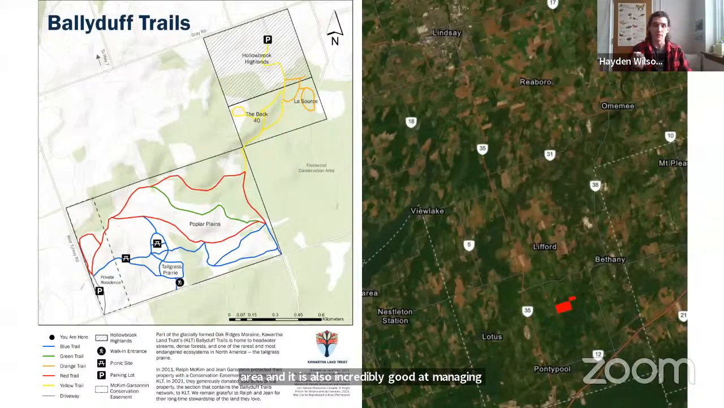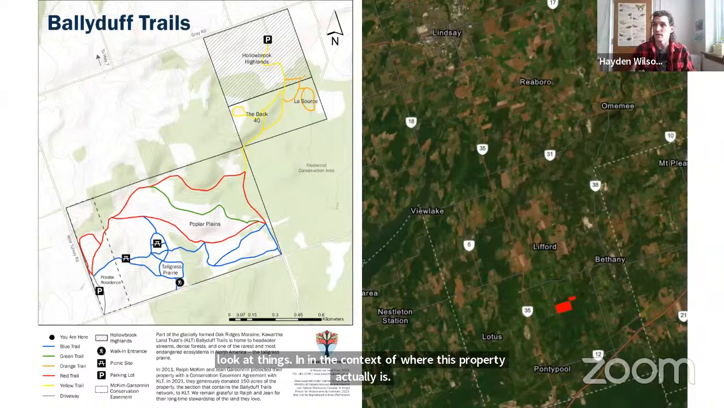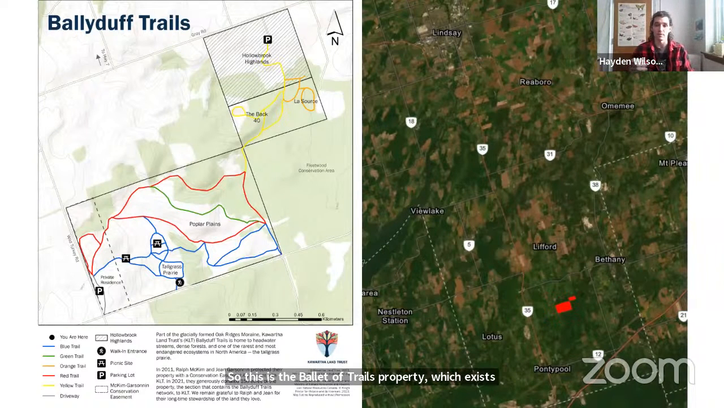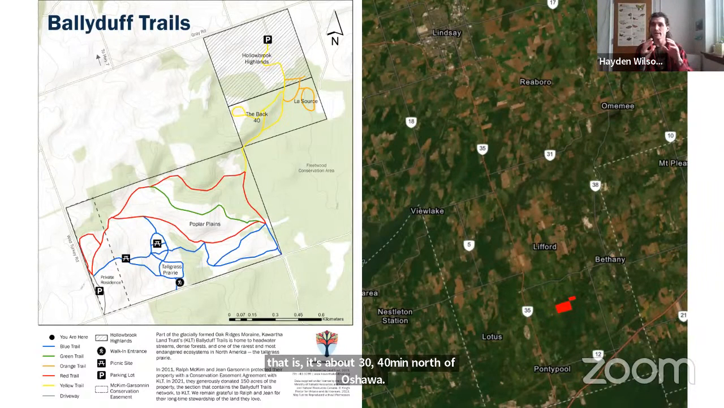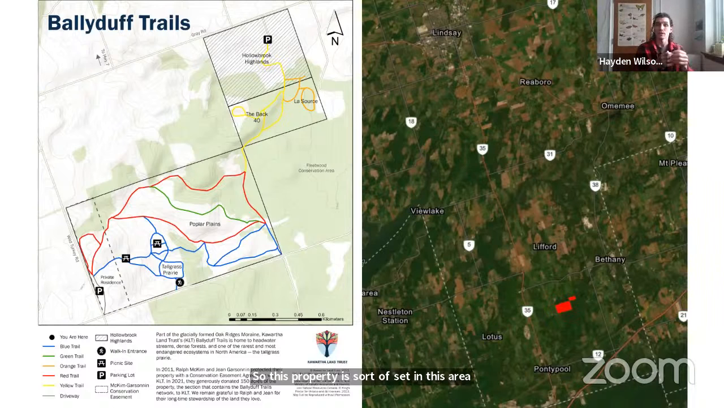So how do we actually do that? Well, we have to look at things in the context of where this property actually is. This is the Valley of Trails property, which exists in the Pontypool area. This is just a little bit south of Lindsay, Ontario, for those of you who know where that is, just a little bit north of the Ganaraska Forest. And if you're still not sure where that is, it's about 30, 40 minutes north of Oshawa. So this property is set in an area that historically likely would have been mostly dominated by prairie or oak savanna ecosystems.